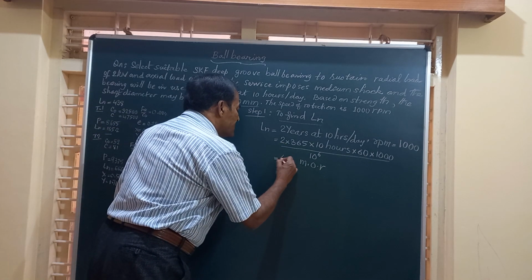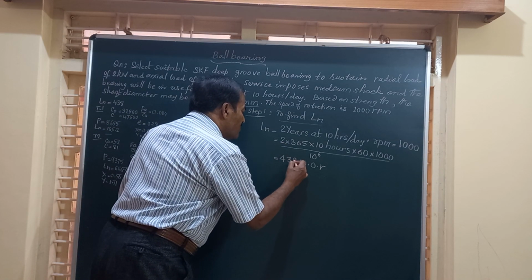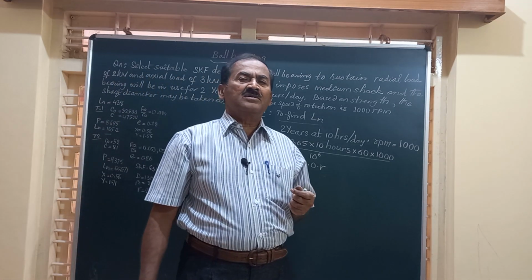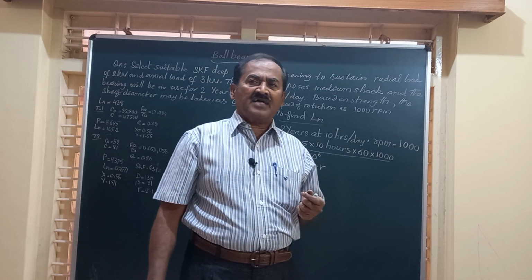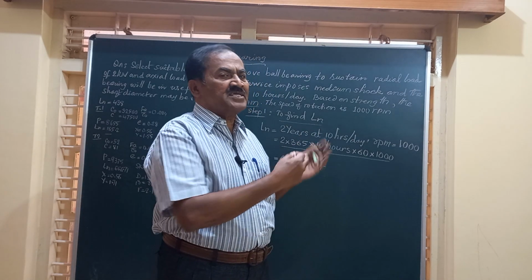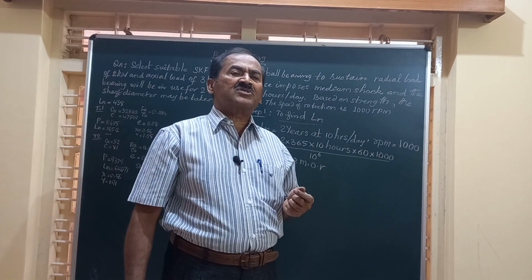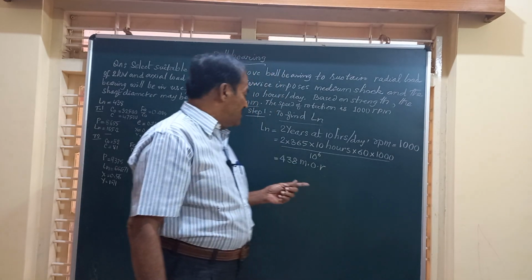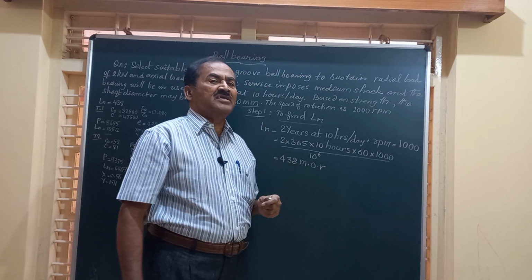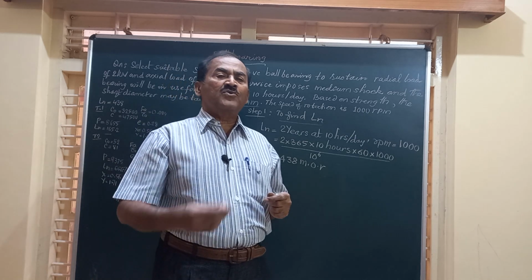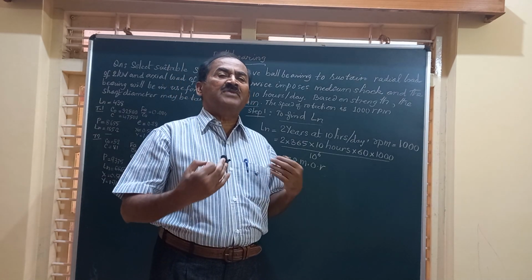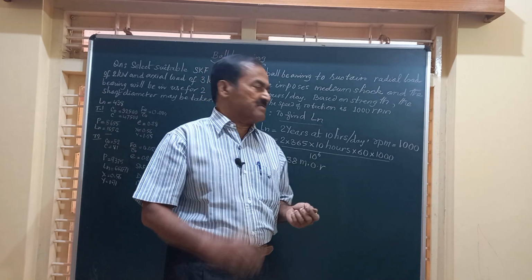Friends, if you simplify, this works out to 438 millions of revolutions. The meaning of this is that when you are using this for 2 years at 10 hours per day, it has to make 438 millions of revolutions before it is discarded from service or before the bearing is changed. That is what it means.